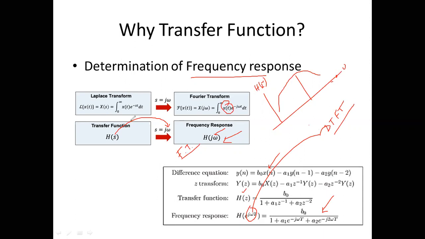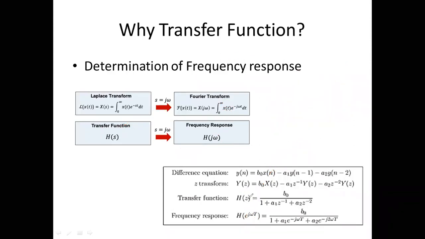Once we are comfortable with Laplace, which you have already studied, and once you are comfortable with Z, it's going to be much easier. So what is the utility of the transfer function? It lets us determine the frequency response. That is one deal. You get the transfer function, simply replace z by e to the power j omega, and we get the digital frequency response.